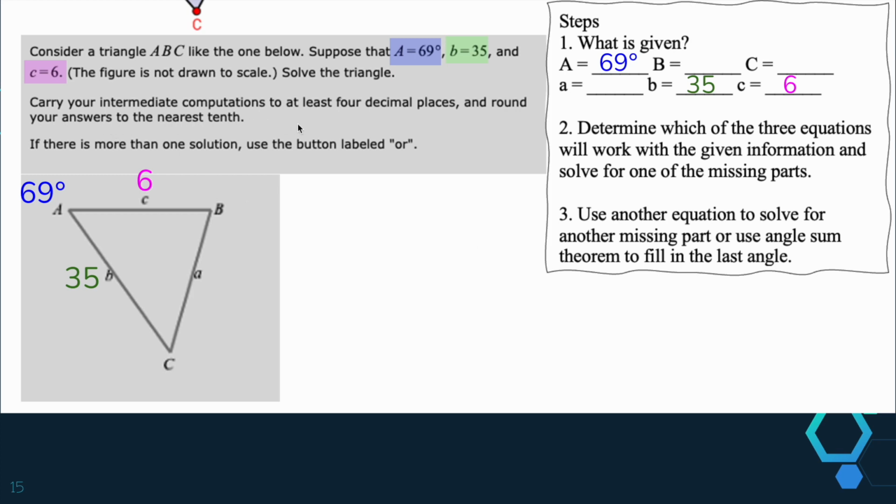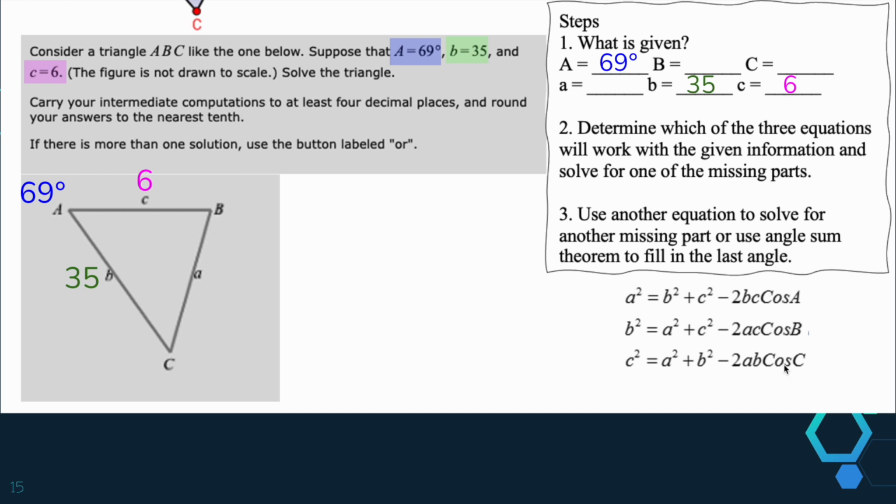Carry your intermediate computations to at least 4 decimal places and round your answer to the nearest tenth. Don't just round off in the middle of your computations. If there's more than one solution, you click the OR button. I have not come across that actually happening yet, so I think it's just an option.